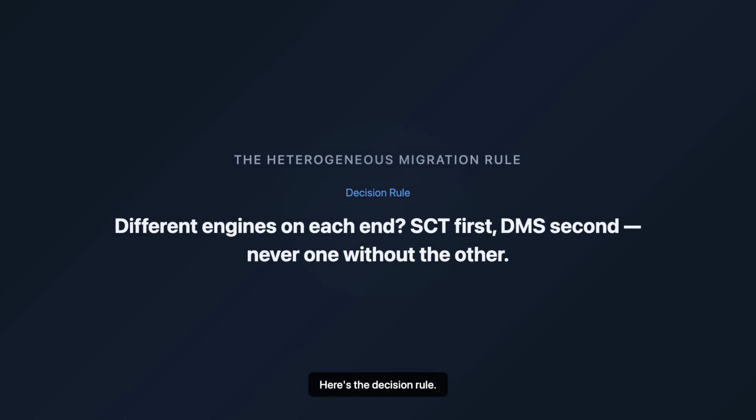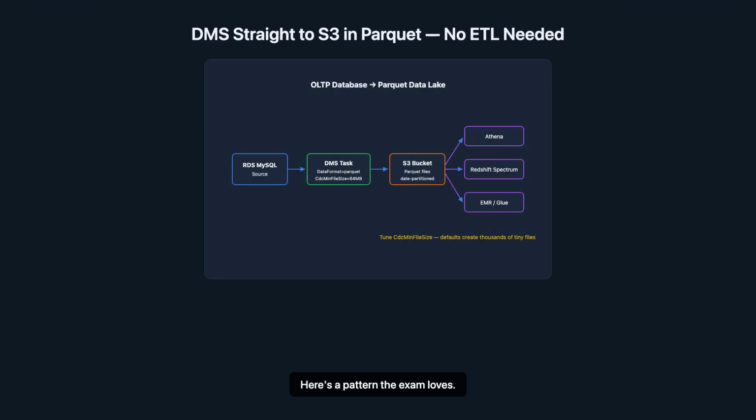Here's the decision rule. Different database engines on each end. SCT first to convert the schema and the code, then DMS to move the data. Never one without the other. This is the single most common DMS trap on the exam. A question describes Oracle moving to PostgreSQL, lists DMS as an option, and candidates pick it without realizing SCT has to run first.